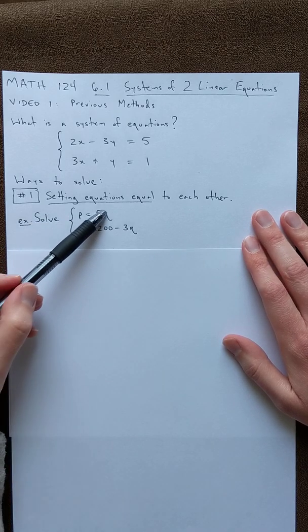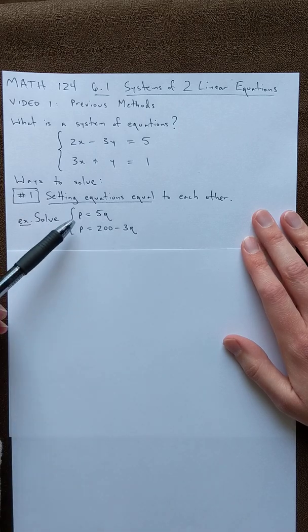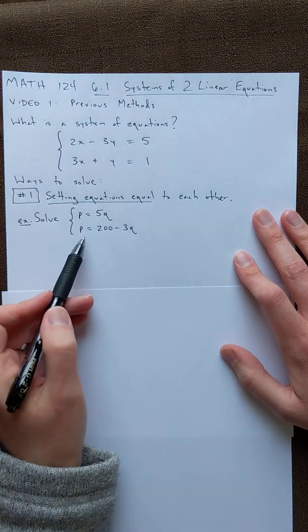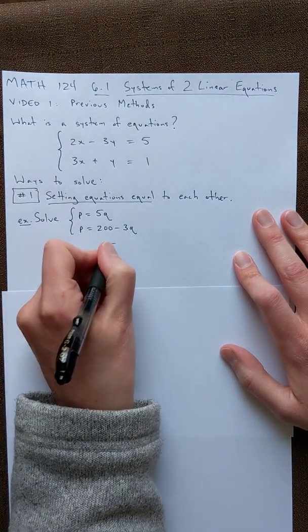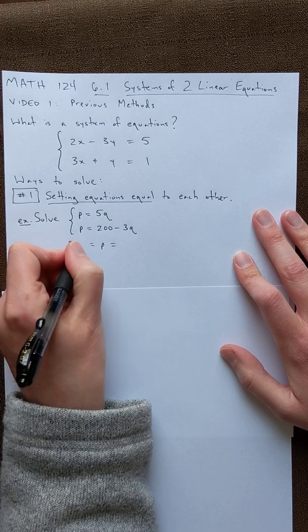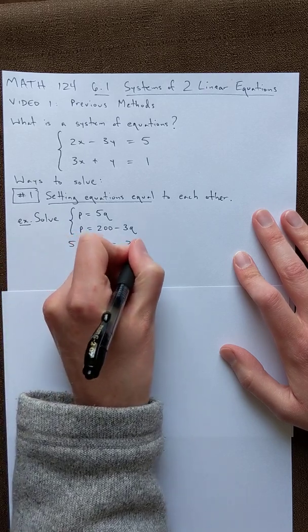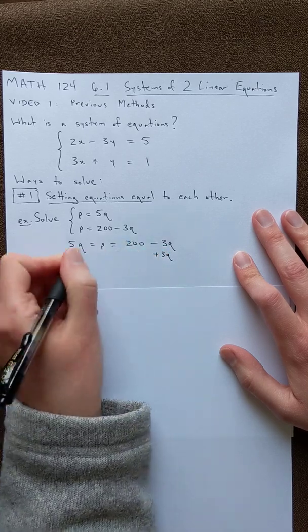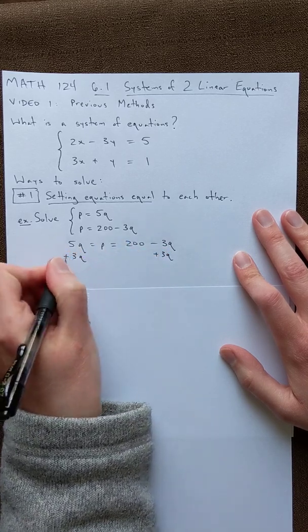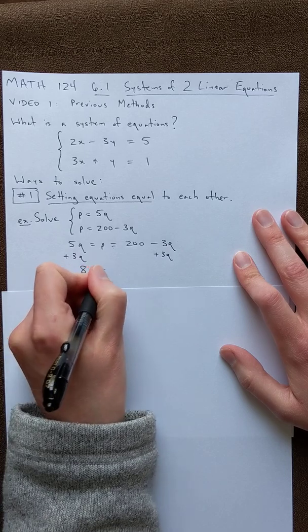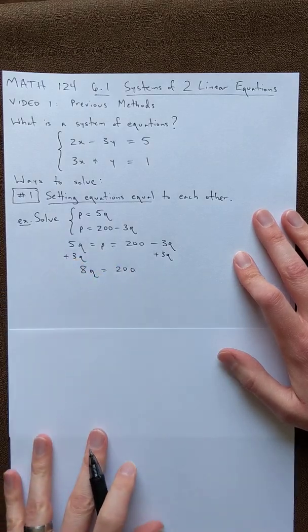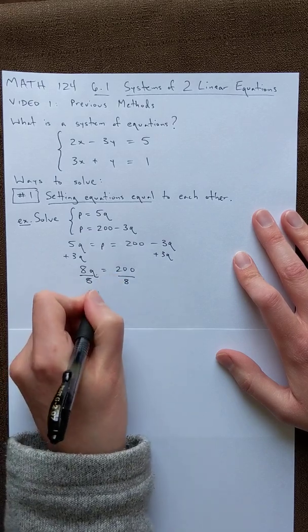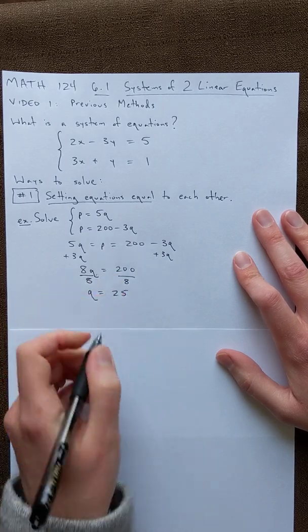If we had a supply formula and a demand formula and we wanted to know the equilibrium quantity and price, since both of these equations are p equals something, they have to have the same p. So that means p has to be 5q, and it also has to be 200 minus 3q. And so if we add 3q to both sides, we get 8q is equal to 200, and divide by 8, the equilibrium quantity is 25.